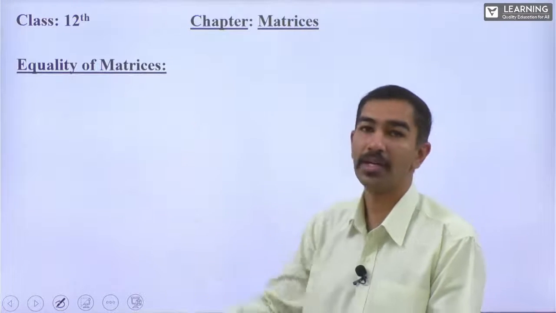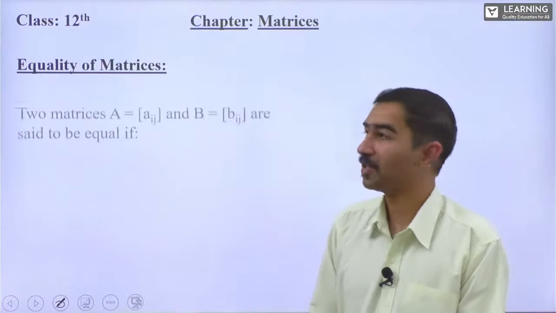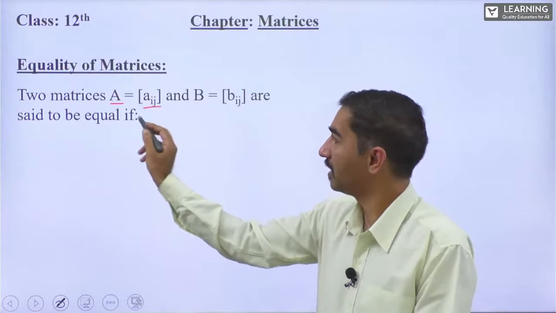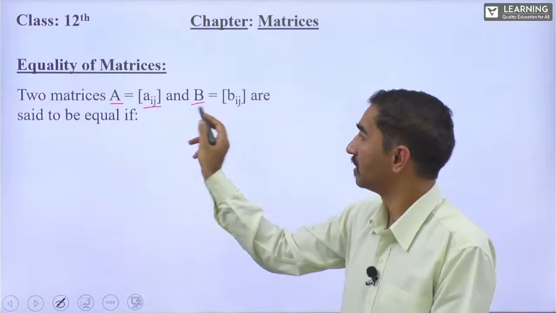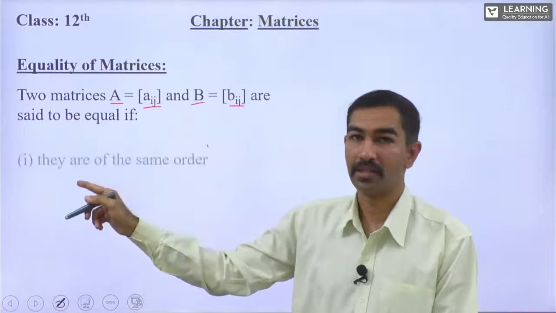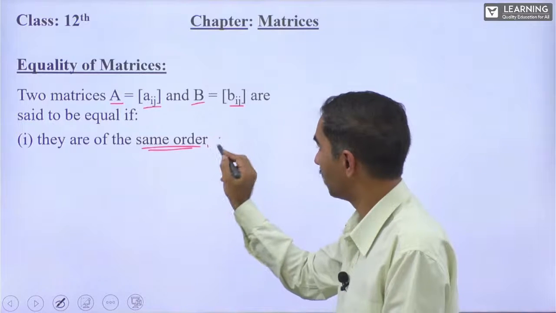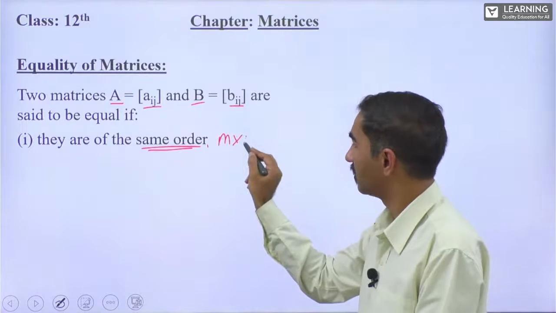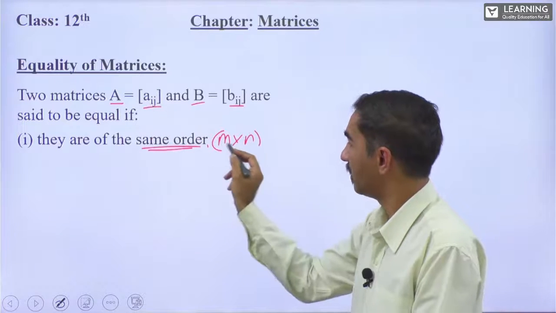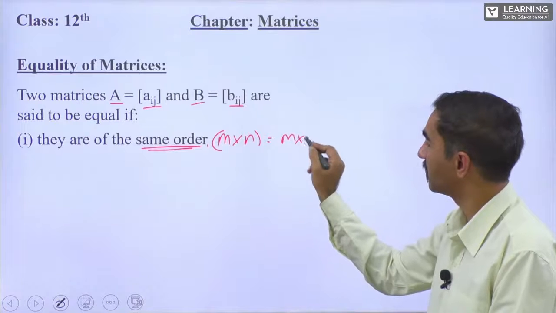So what is the meaning of equality of matrices? One of the important concepts in matrices. Two matrices, matrix A given by Aij and matrix B given by Bij, are said to be equal if they are of the same order. Same order means what? M cross N. So A's order M cross N must be equal to B's order M cross N. They must be equal to each other.